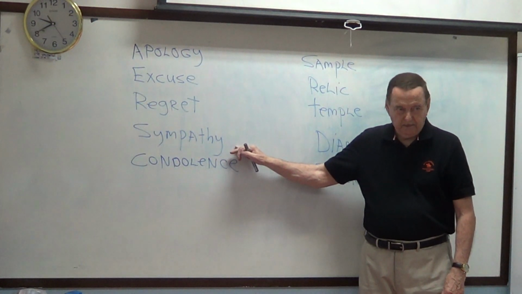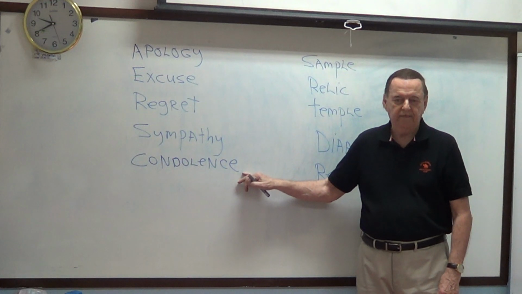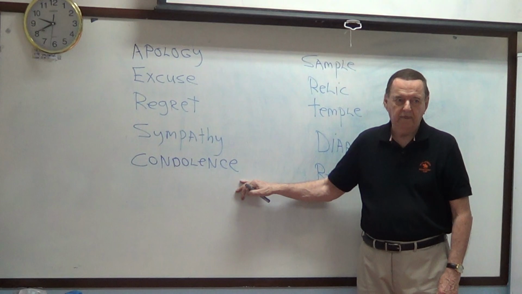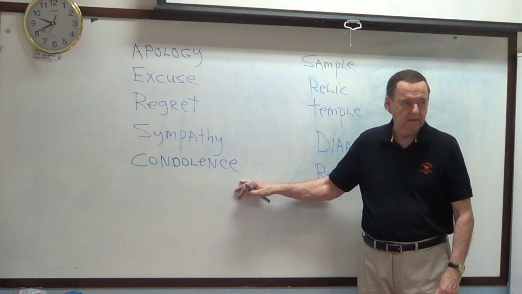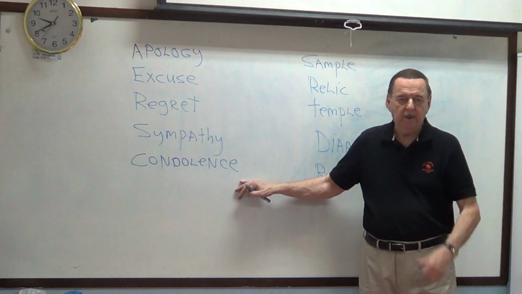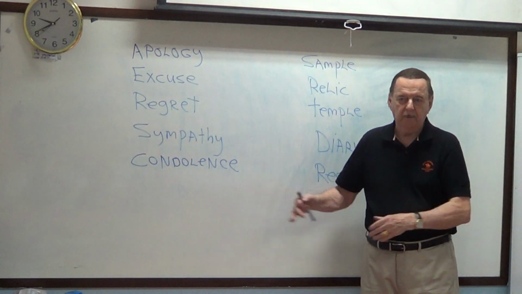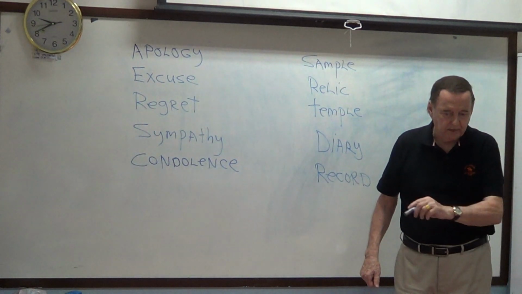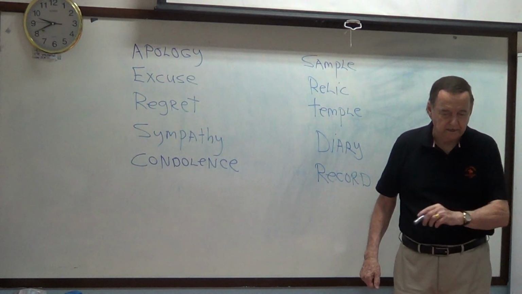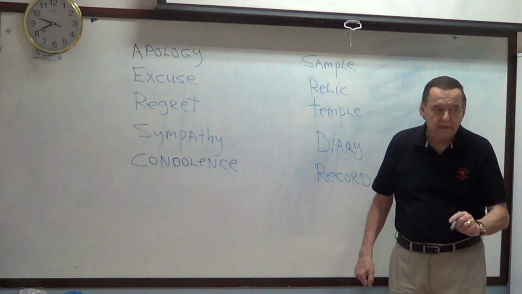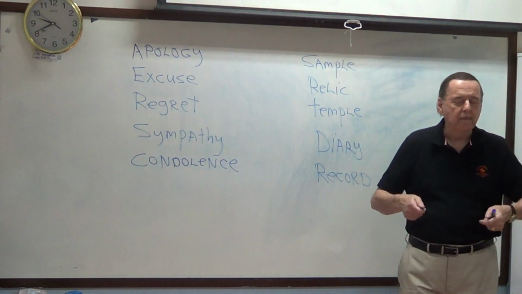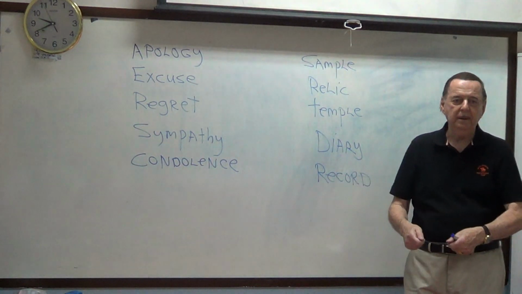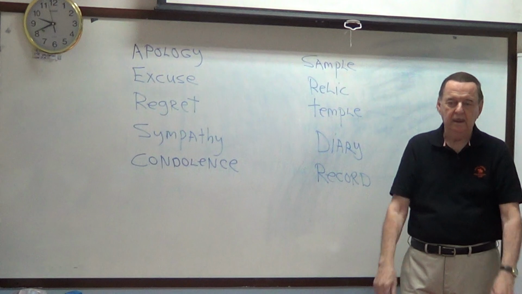Condolence usually involves an expression, a statement of sorrow for the passing of a friend or relative. You have my condolences. You can write a condolence. I am so sorry to hear that your brother-in-law was killed in a car accident. You have my deepest sympathy, and I am sending you my condolences. Condolences can be written or oral.